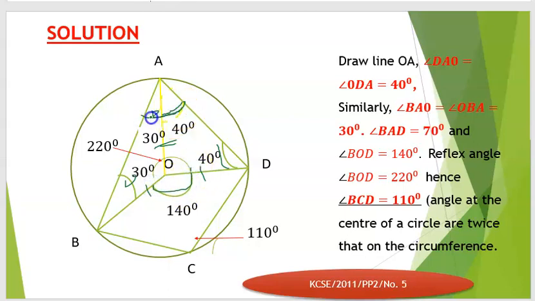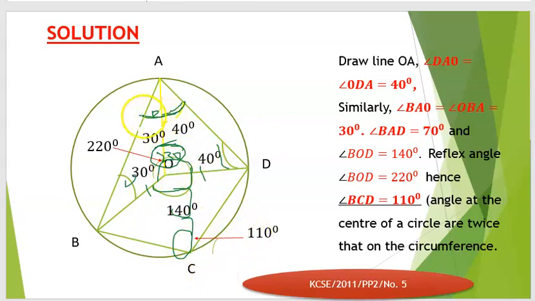Therefore this angle at the center is twice this particular angle on the circumference, so this angle will be 140. Once we know that angle is 140, angles at a point add up to 360, so the upper angle will be 220 up here. And because this angle is twice this one, this angle will be half of 220, which is 110.